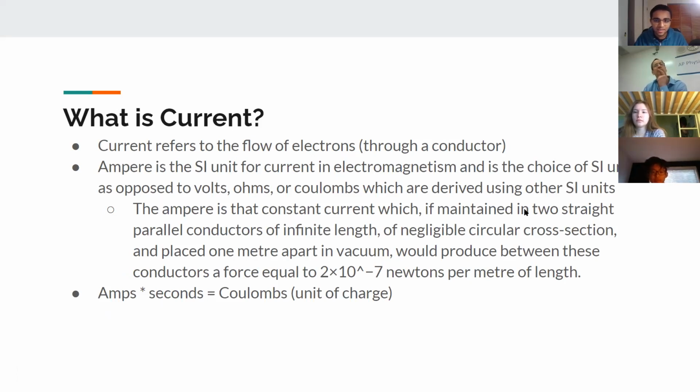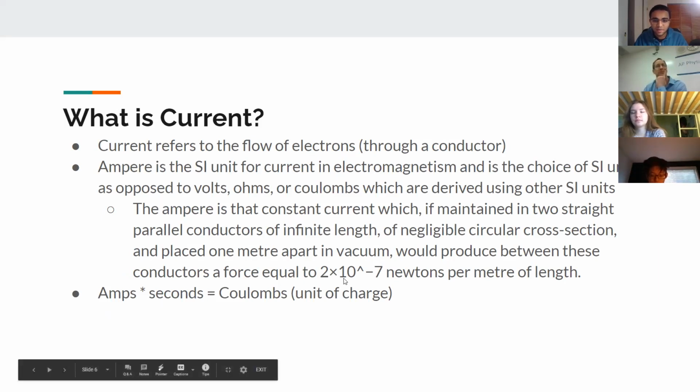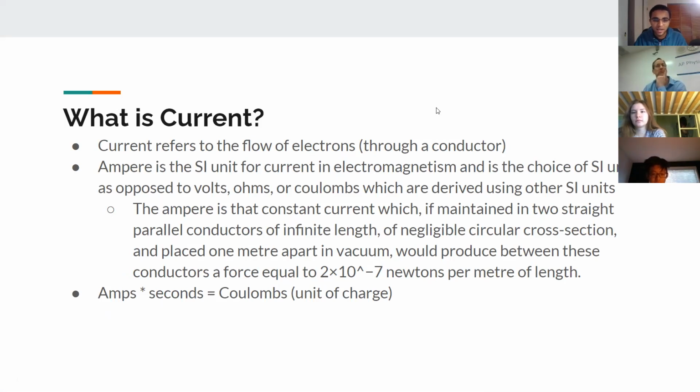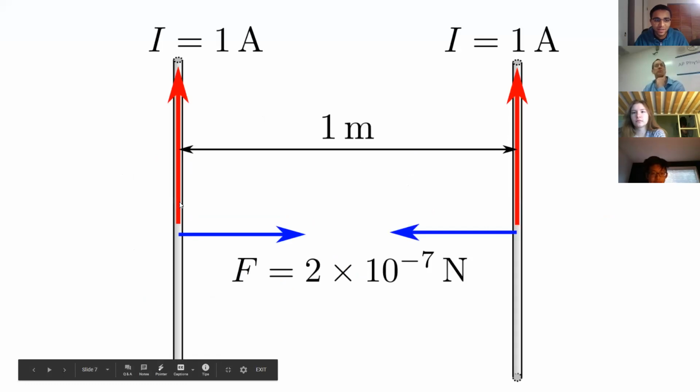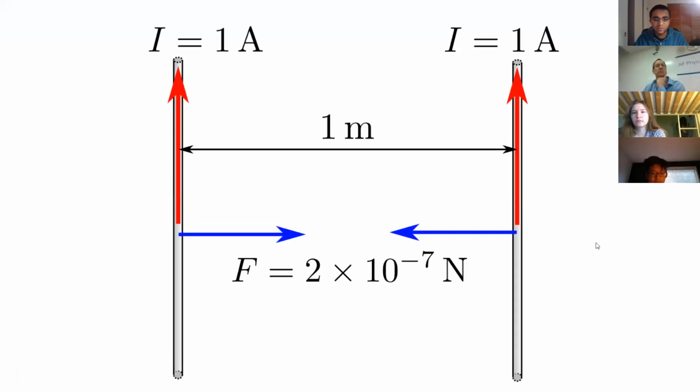And they give the example of 2 straight parallel conductors of infinite length, placed 1 meter apart in a vacuum, and it will produce a force of 2 times 10 to the minus 7th Newton per meter. This is like the human-made standard, right? The SI unit that we use. And this is a quick visual of that. You have your infinite conductors right here placed 1 meter apart, and there will be an electromagnetic force of 2 times 10 to the negative 7th Newton between them.